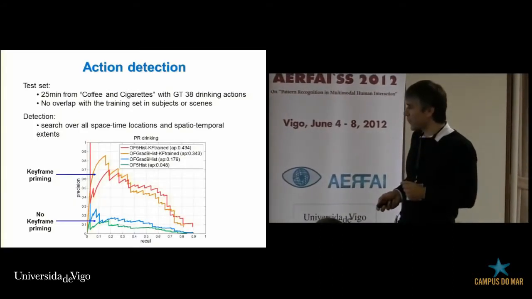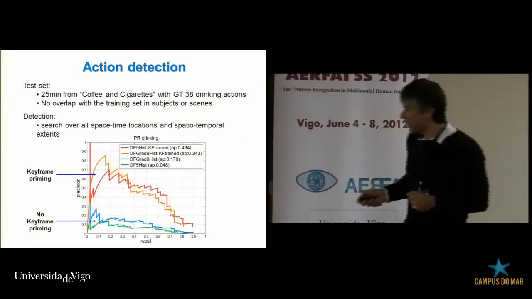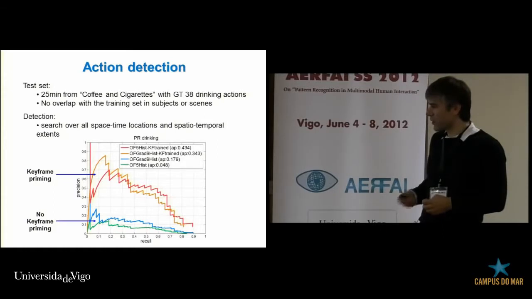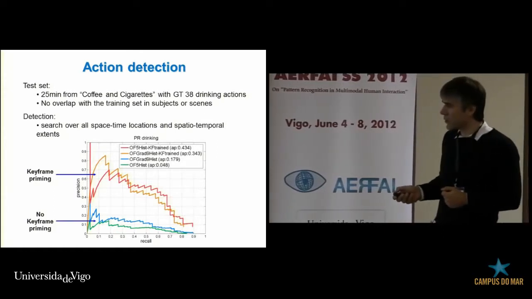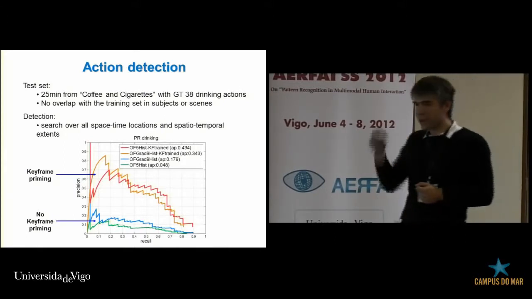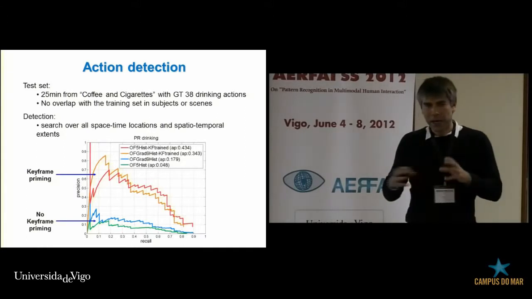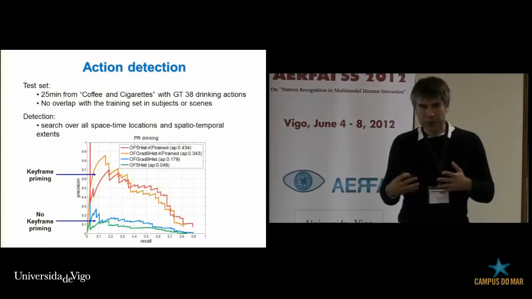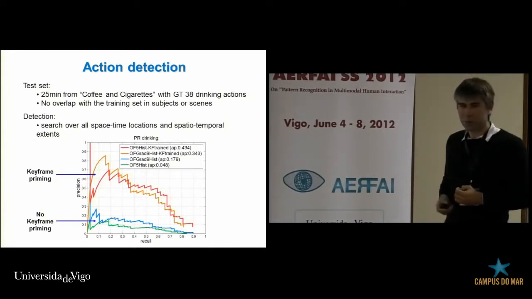Fine. So here are some curves. It turns out that if we just run the pure space-time classifier, the performance is quite poor. These two curves correspond to combining the static keyframe classifier and the space-time classifier together. They seem to really complement each other, so we get much better performance when combining them.